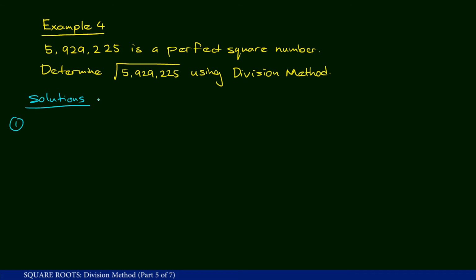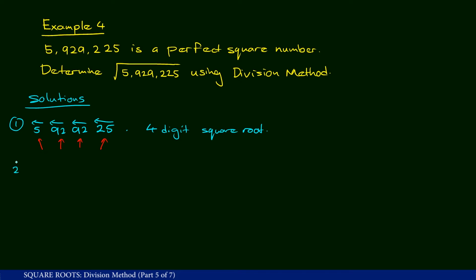The first thing is to divide the number into pairs. So that means starting from the right, it's 25, and then 92, and then another 92, and then a lone pair, which is 5 here. So the square root of this number contains how many digits? Can you guess? Of course, it's going to be 4 digits. Remember, the number of pairs is 4. So that means the square root has 4 digits.